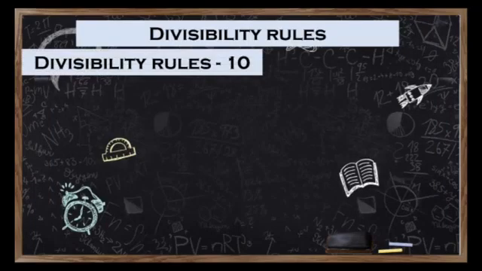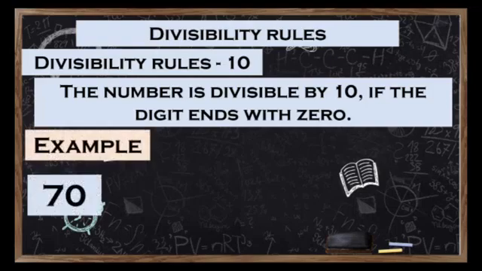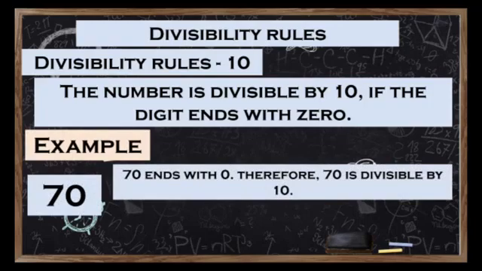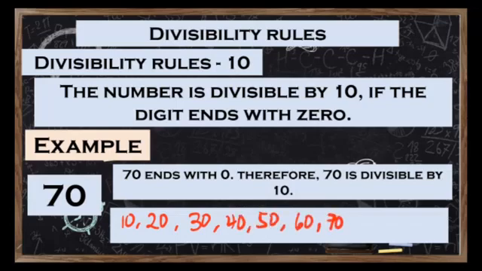Divisibility rules by 10. The number is divisible by 10 if the digit ends with 0. Example, 70. 70 ends with 0, therefore 70 is divisible by 10. Let us keep count. 10, 20, 30, 40, 50, 60, and 70. So 70 is also a multiple of 10, therefore 70 is divisible by 10.